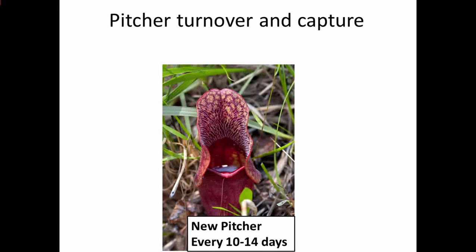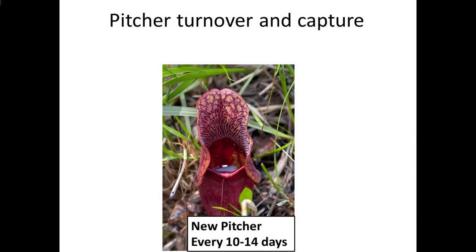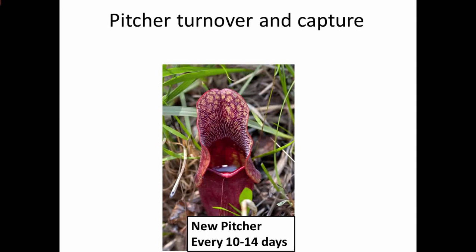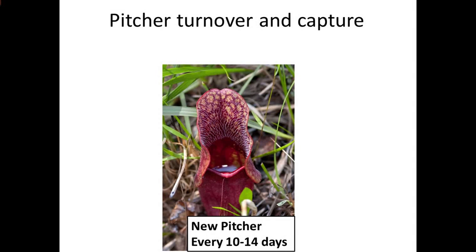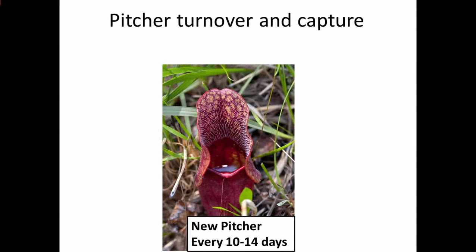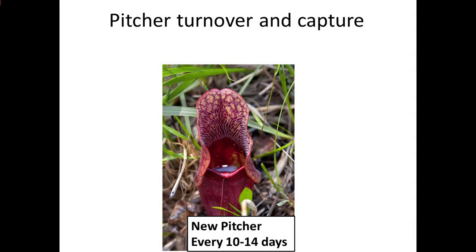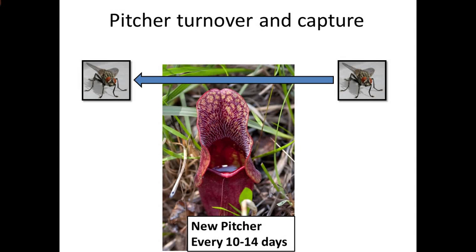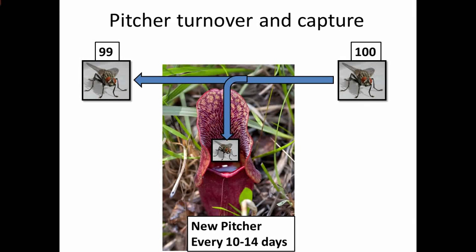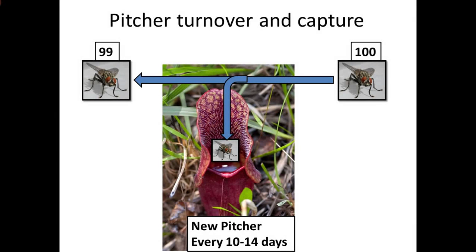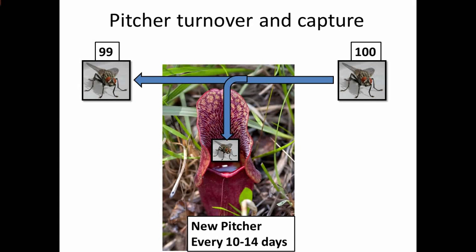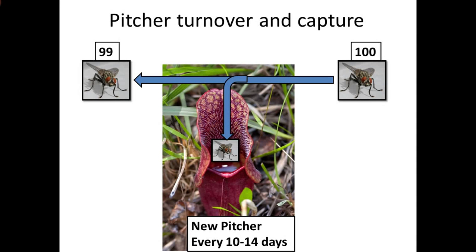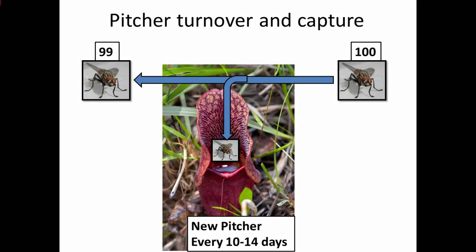Now, pitchers are produced every 10 to 14 days, so there's a fair amount of turnover. And they can have an average of maybe 5 leaves annually, so most of the plant consists of these pitchers. And these pitchers, which last several weeks before decomposing, have a very low capture efficiency. So for all of the potential prey that visit a given pitcher, only about 1% are actually captured. So there's a very low capture rate, but it could be enough to supplement the nutrient needs.